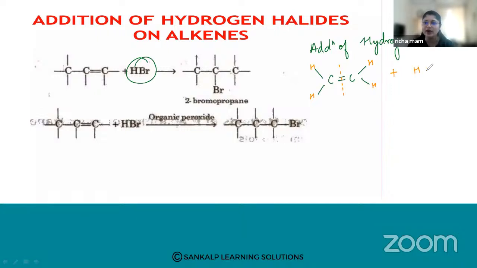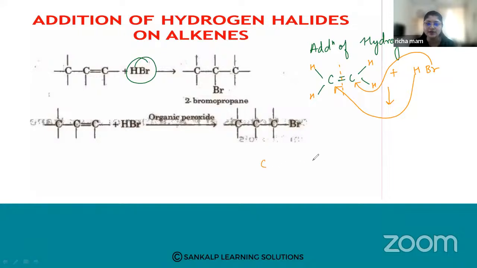Now, whenever you are adding a hydrogen halide across the symmetrical alkene, either of the carbons, the hydrogen will attack on one carbon and bromide will attack on another carbon. On any of the carbon it can attack, because it is a symmetrical alkene. Symmetrical means on either side the carbon atoms are the same.